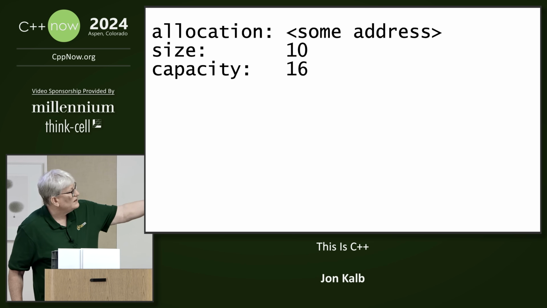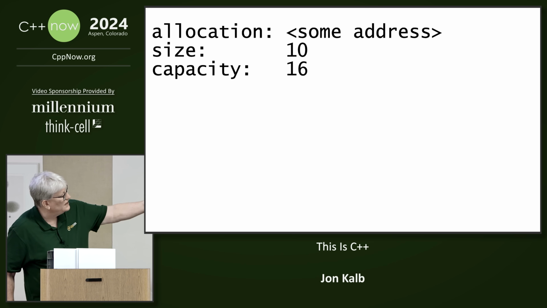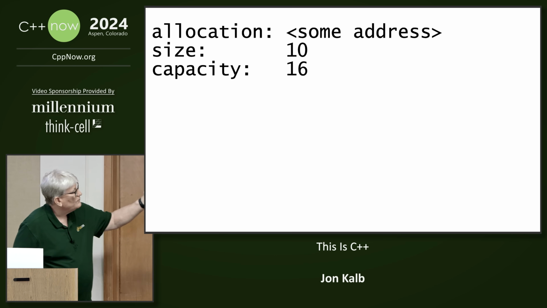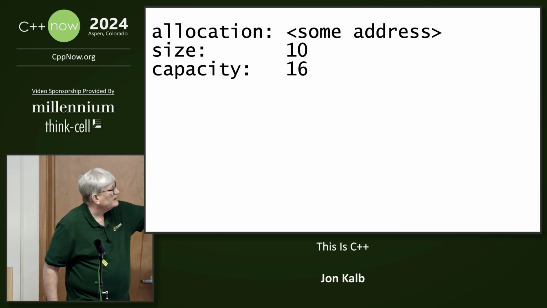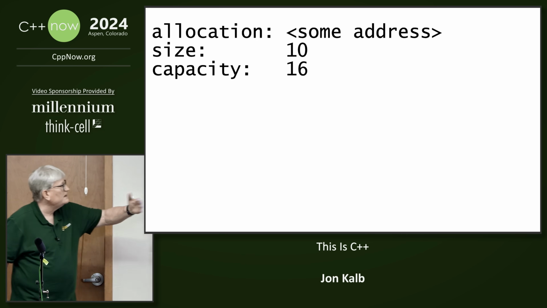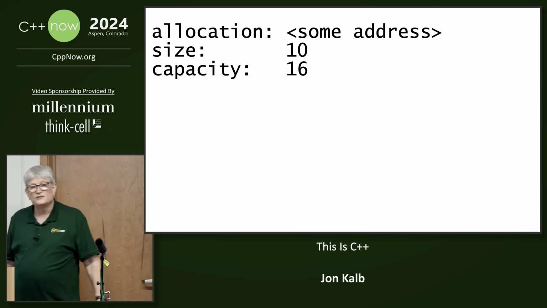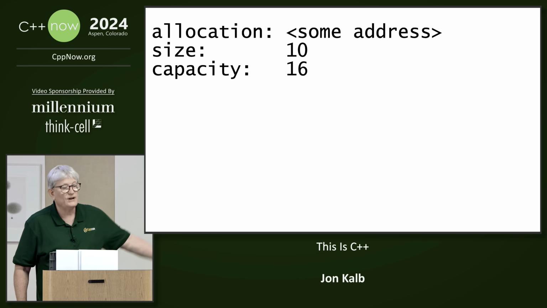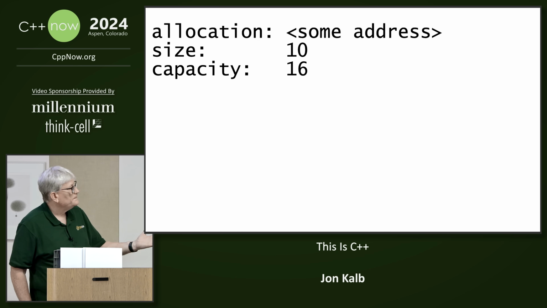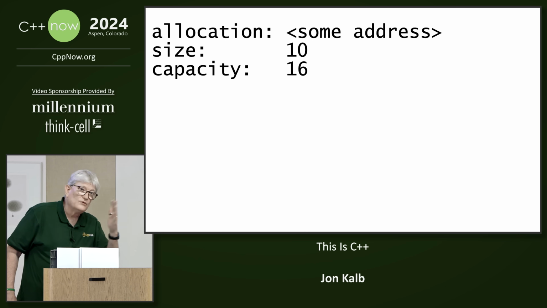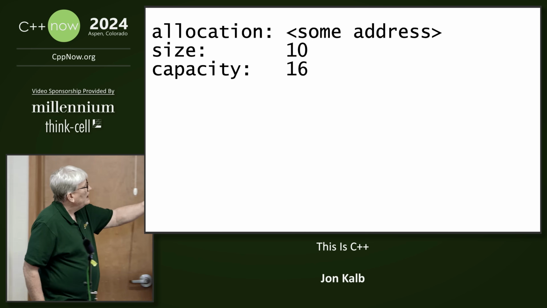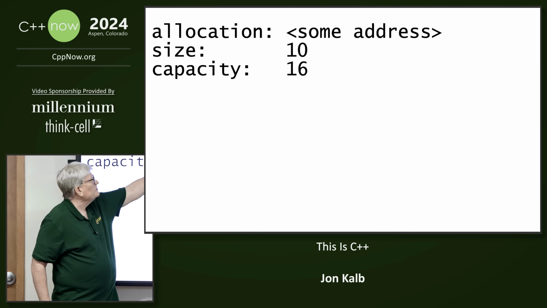So let's take a look at a particular static state of a vector, perhaps of integers. So we're pointing at some address where there is the allocated array. The buffer that is allocated is big enough to hold 16 integers, but we only have 10 integers in the vector at the current time. Everybody understand that? All right, now let's do a move from and follow the rules that we specified earlier. What would we get? Well, we're going to simply copy all these.